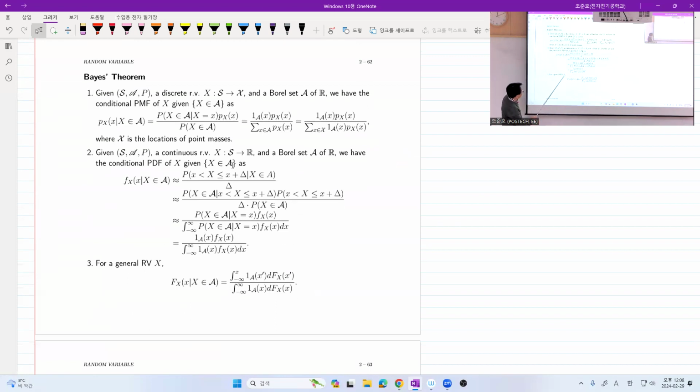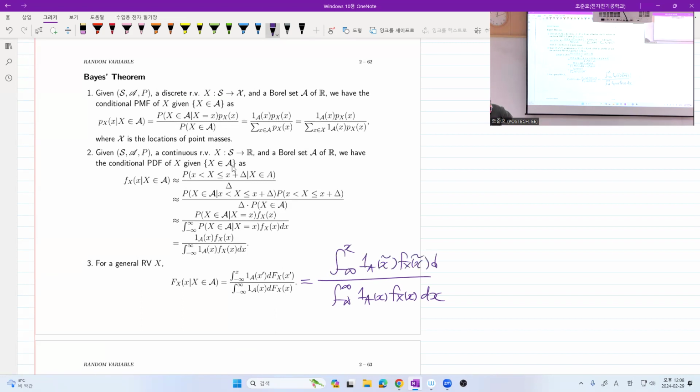So you want to find a conditional CDF of random variable X given some event, given as a Borel set, then the lower case is definitely, even though I use the Stieltjes integral, probably you are not familiar with it, you can just interpret it as something like this. Indicator A of X, density of X dx, and integration of indicator of X tilde, density of X tilde, dx tilde, something like this.